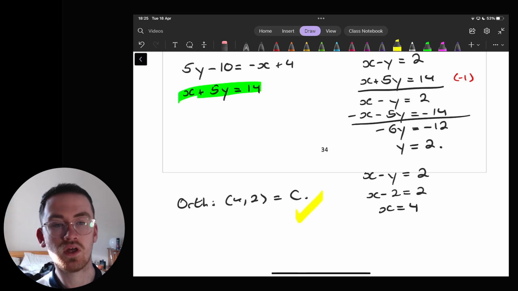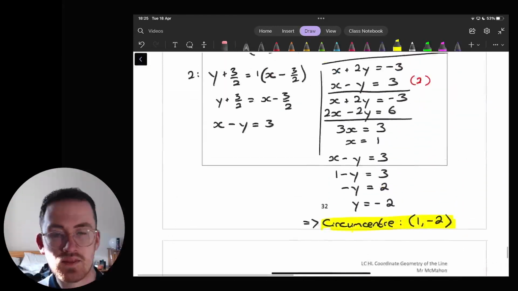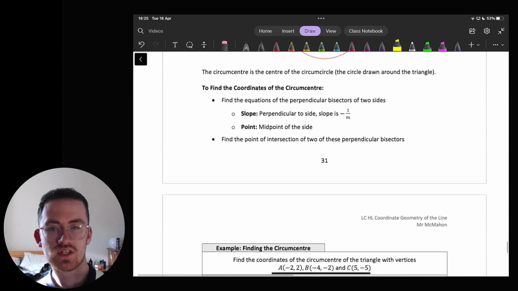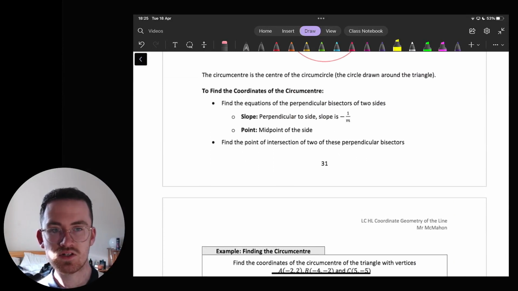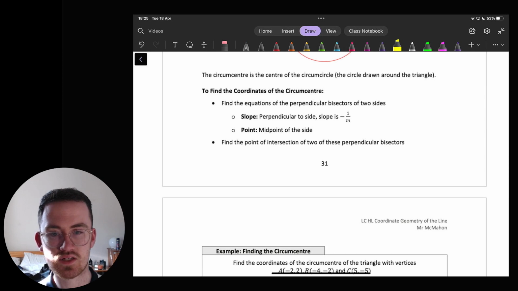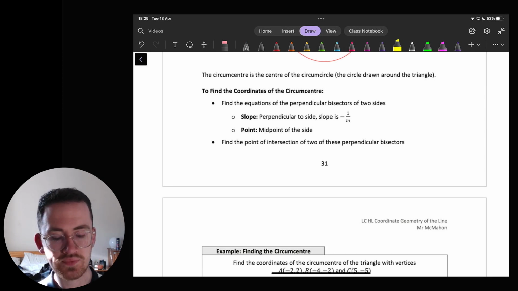So going back over all of that, there is a lot in finding all of those centers. You have to be confident that you know the difference between each of the centers and that you're able to then apply that to your questions, that you can easily find the orthocenter, that you know what's involved in finding the circumcenter, that you know what's involved in finding the centroid, that you know those formulas off.